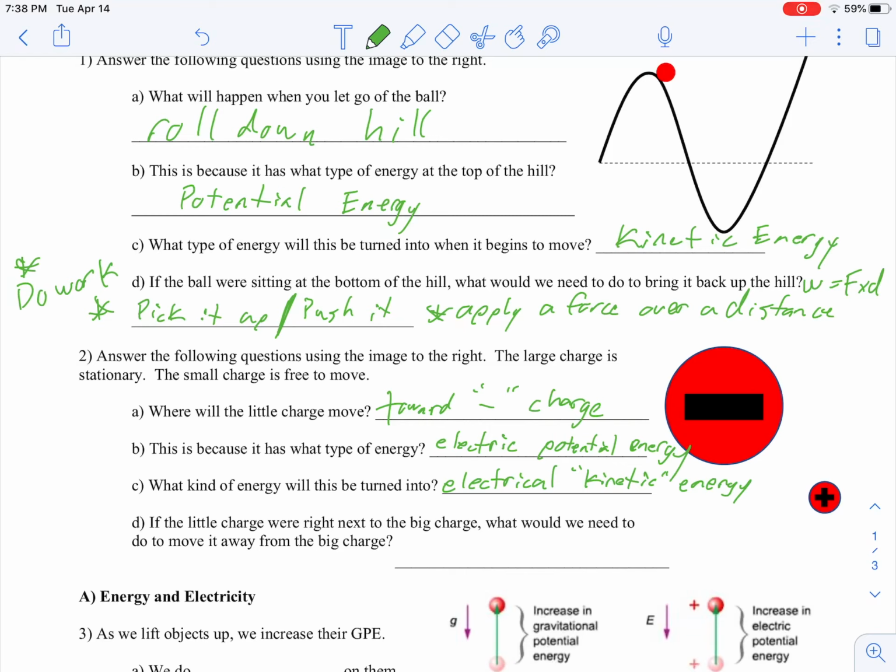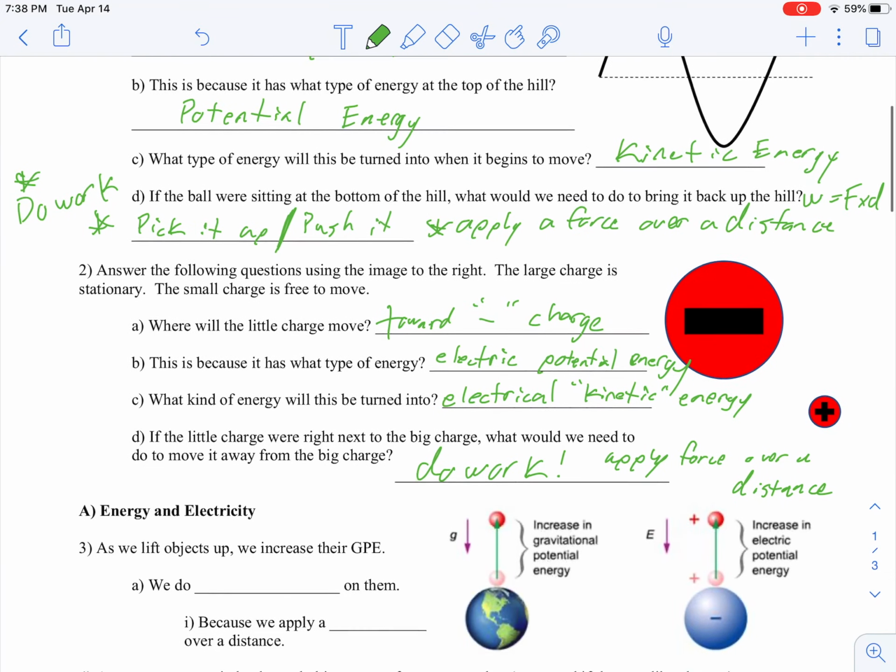Now, if the little charge were right next to the big charge, so imagine that positive charge is right next to the negative charge. What will we need to do to move it away from the big charge? You guessed it, you have to apply a force and you have to do work. Apply force over distance.